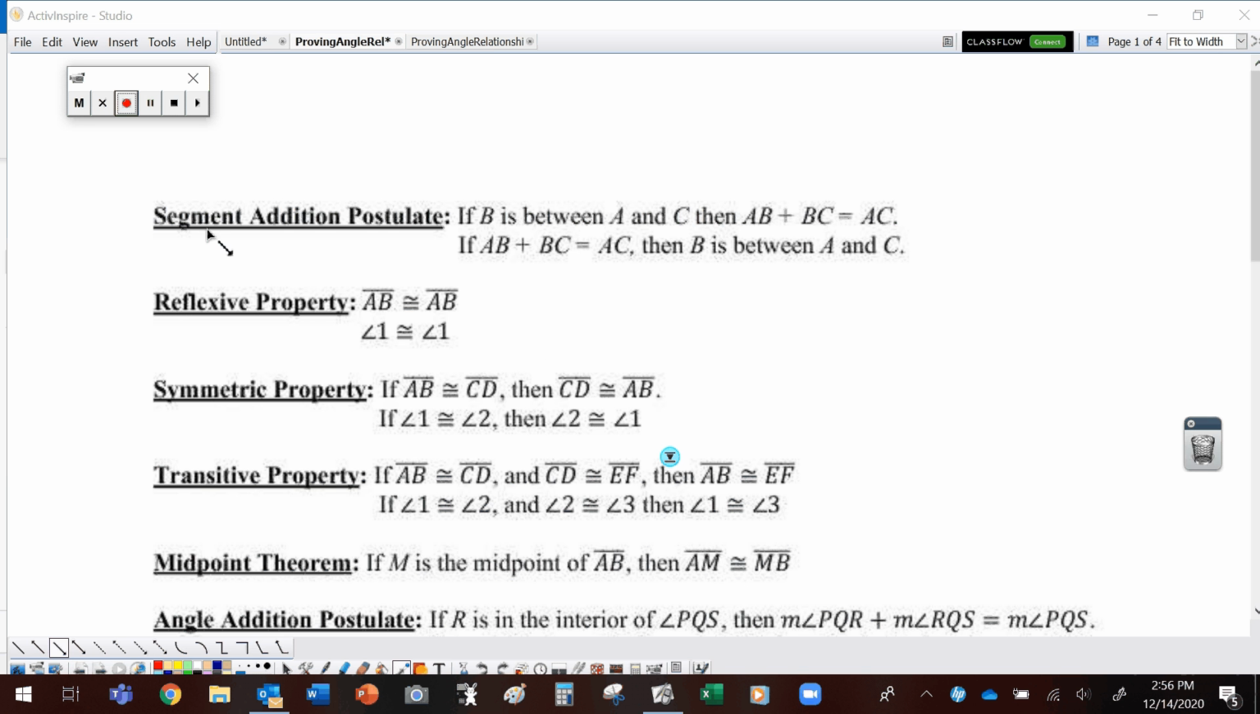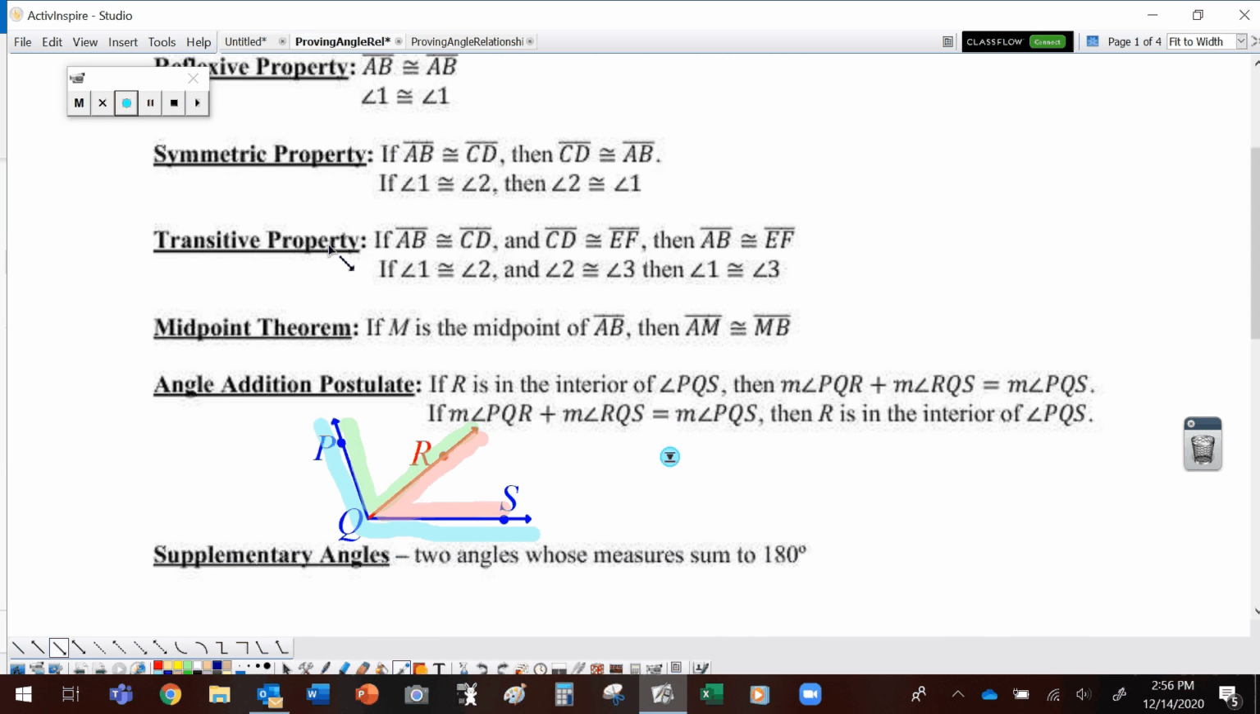Okay, now obviously segment addition postulate deals exclusively with segments, but the reflexive property says that a segment is congruent to itself. Well, it also works for angles. We can say that an angle is congruent to itself. The symmetric property said that if we have segment AB is congruent to segment CD, then that means that segment CD is congruent to segment AB. So we can flip those statements over the congruent sign. Well, it works exactly the same for angles as well. If angle 1 is congruent to angle 2, then that means angle 2 is congruent to angle 1. Okay, we can flip it over that congruent sign.